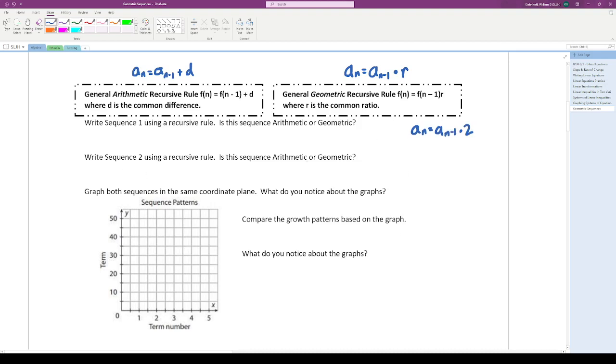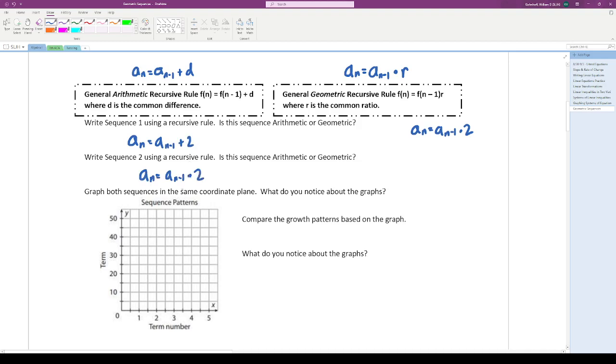So I guess it does tell us to do that here. Sorry, I missed it. So write sequence 1 using a recursive rule. So that would have been our next term equals our previous term plus 2. And then our geometric sequence would be the next term equals the previous term times 2.